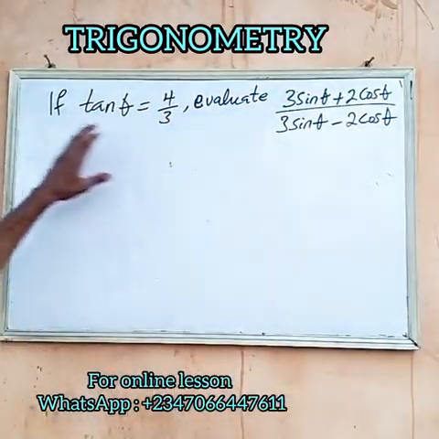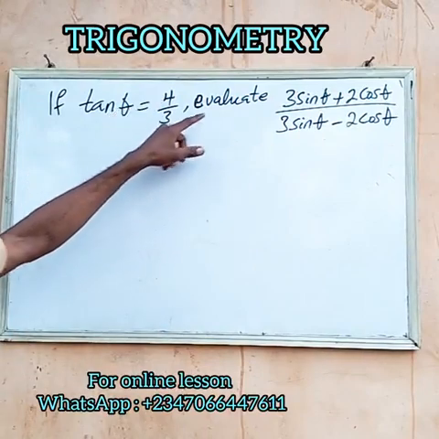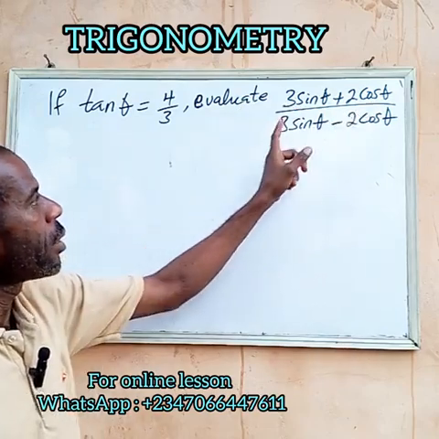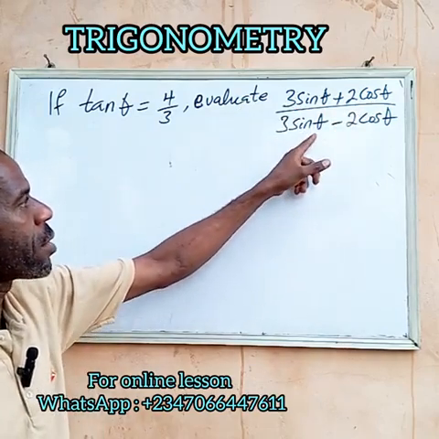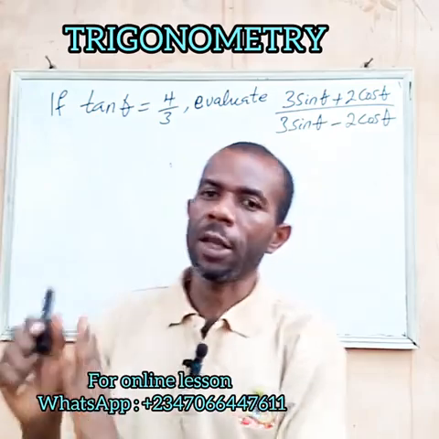Now, we have that if tan theta is equal to 4 over 3, evaluate 3 sine theta plus 2 cos theta all over 3 sine theta minus 2 cos theta. So this question is very easy.